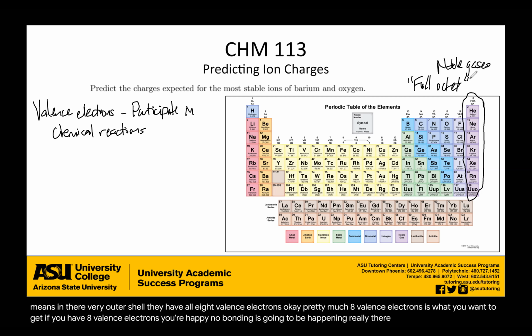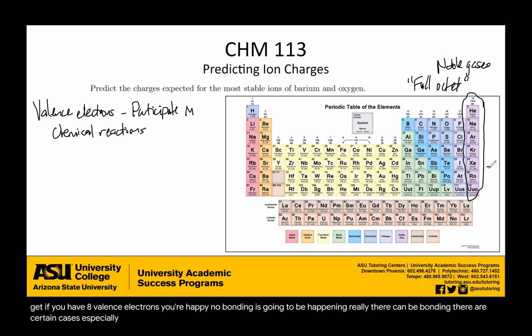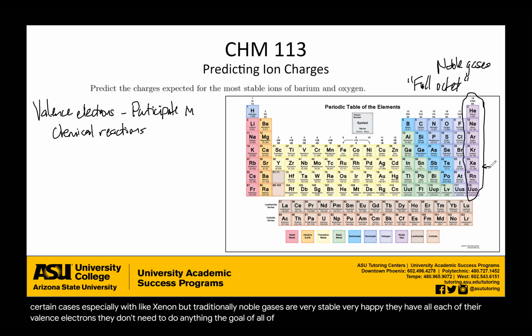There can be bonding in certain cases, especially with xenon. But traditionally, noble gases are very stable, very happy. They have all 8 of their valence electrons and they don't need to do anything. The goal of all of the other elements on the periodic table is to get a full octet somehow.